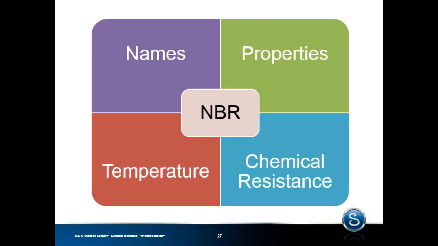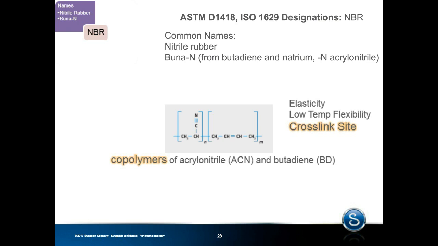Okay, so while going through HNBR this morning, we're going to talk about names, properties, temperature, and chemical resistance. If you remember back to our discussion on ethylene propylene, that was an elastomer that was made up of two monomers, ethylene and propylene. And if you think back to our discussion just a few minutes ago on FKM, there were various monomers that are used to make FKM, two being hexafluoropropylene and vinylidene fluoride if you're going to create a type 1 FKM.